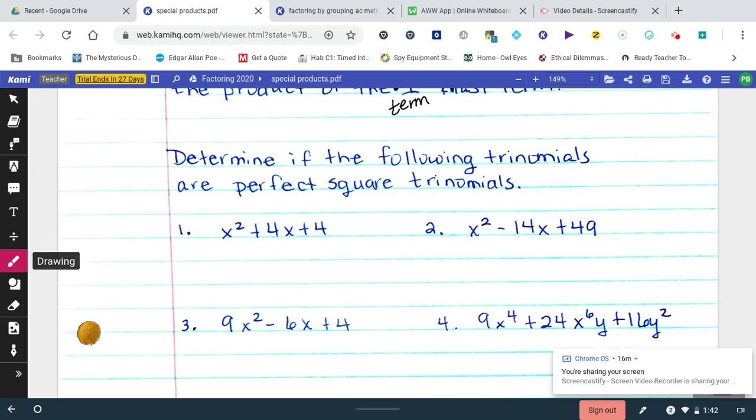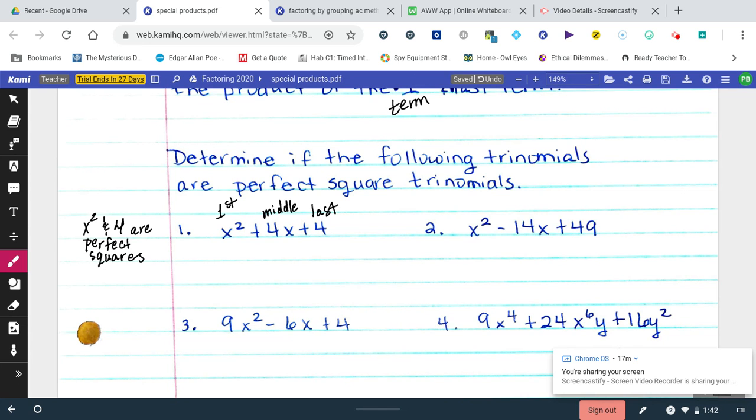All right, so here's the first term. That's first. That's middle. And this one is considered as my last. All right, so the first term is x squared, a perfect square, where it has an even exponent. Yes. Is 4 a perfect square? Yes. Okay, so x squared and 4 are perfect squares. Now I need to check one more thing. I've checked the first and the last. Now I need to check the middle.